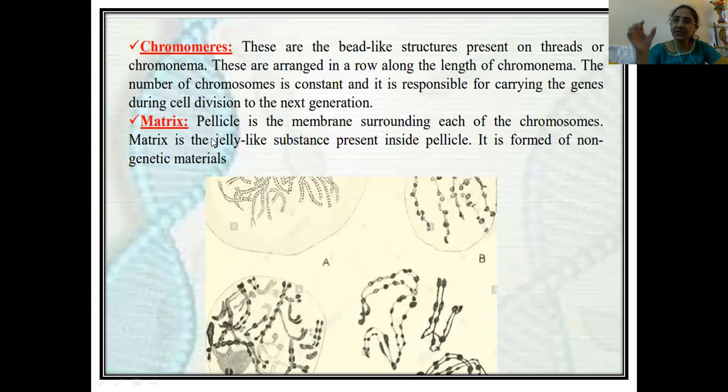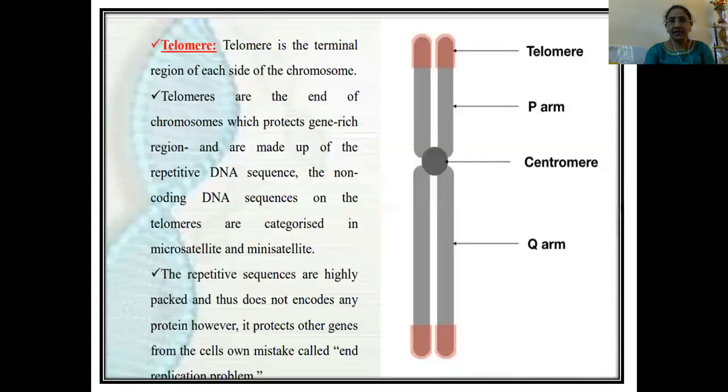So, a jelly-like substance which is present inside the pellicle, which is not the genetic material. It contains non-genetic material. Here you have to remember it is formed of non-genetic material. So mainly it is not responsible for any genetic material like DNA, RNA, or proteins, and nothing is present. It is just a jelly-like substance which is present inside the chromosomes.